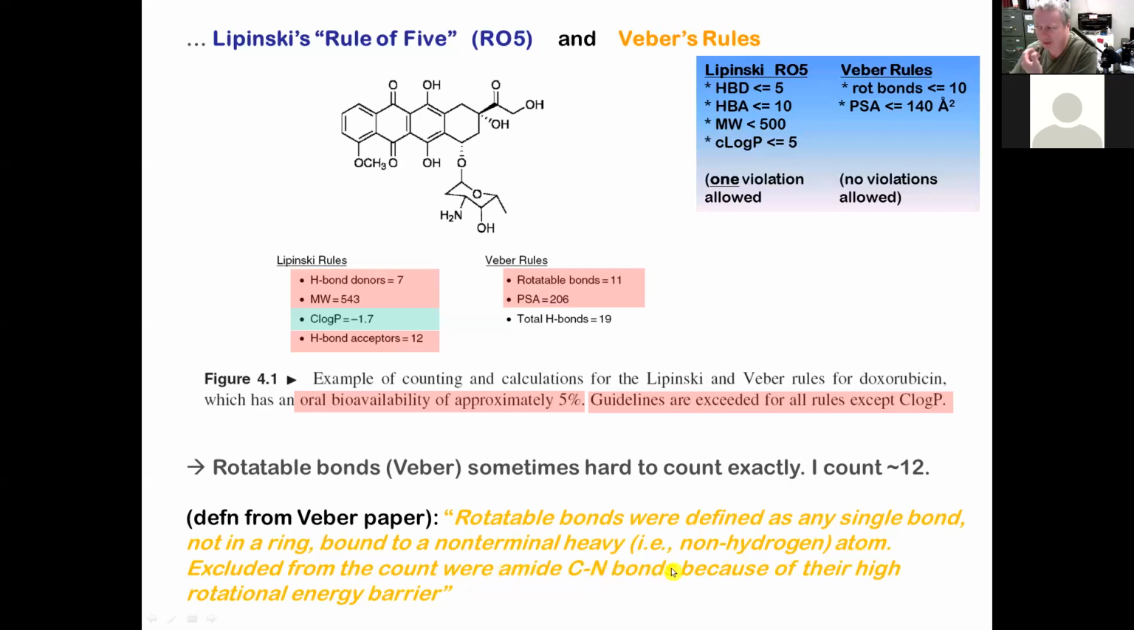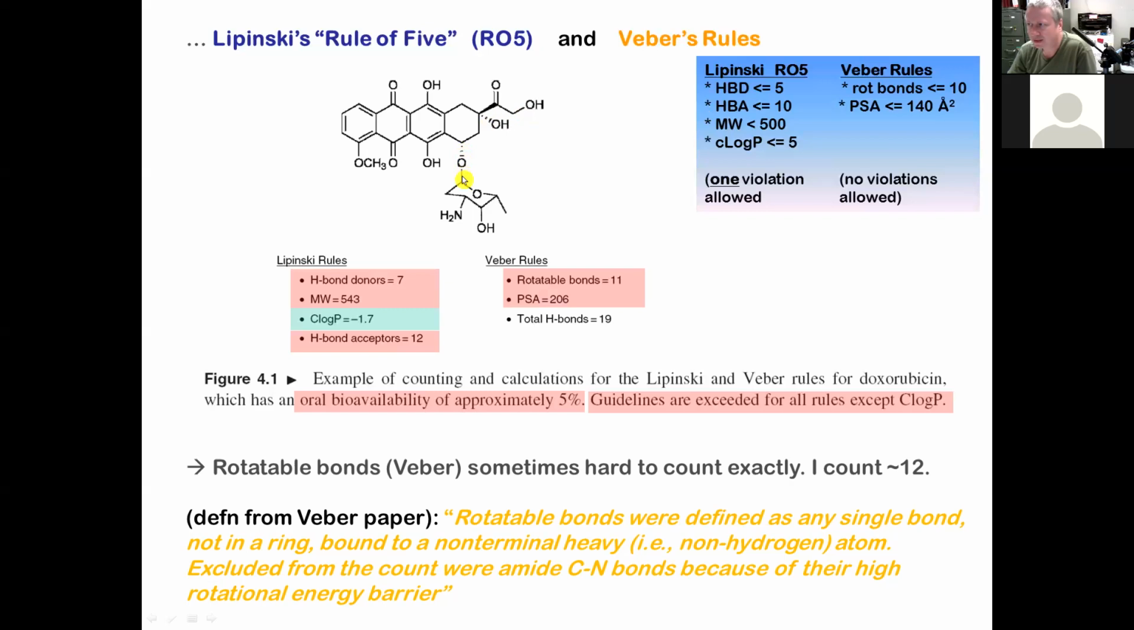Excluded from the count were amide CN bonds. We don't see any amide CNs here anyway. Let's try this again. Okay, so I see that one. That's 1, 2, 3. So those right from the oxygen, carbon to oxygen and oxygen to carbon, those count. So 1, 2, 3, 4, 5 from carbon to oxygen, 6 from carbon to carbon, 7 carbon to carbon, 8 from carbon to oxygen. So we have 8 now.